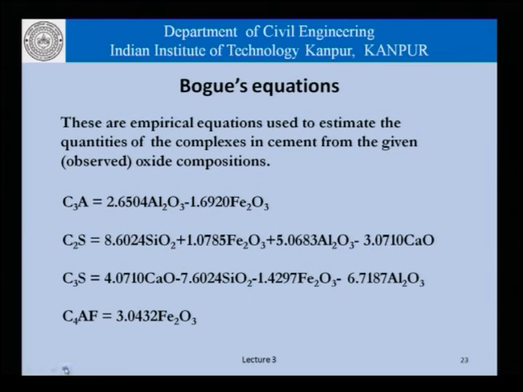These empirical relationships are called the Bogue's equations and are used to estimate the quantities of complexes C3A, C2S, C3S and C4AF in a cement from the given or observed or measured oxide compositions. So, these are the complicated looking equations which a cement chemist uses to estimate the amount of C3A in a given cement. What he knows is the oxide composition, that this particular cement has this particular calcium oxide, silicon oxide, Fe2O3 and so on, and based on that he makes an estimate using Bogue's equations and finds out how much of C3S, C2S, C3A and C4AF, which are the four principal components of ordinary Portland cement, how much of these components is there.